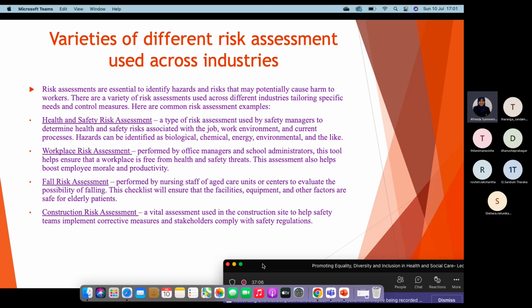So the first point, health and safety risk assessment, is a type of risk assessment used by safety managers, like the manager who is in charge of the workplace, to determine what the health and safety risks associated with the job are. So let's say I am the manager for a microbiology department and all 5 of y'all are working under me. It is my duty to understand what harms and risks can happen to all 5 of y'all by working in a microbiology lab.